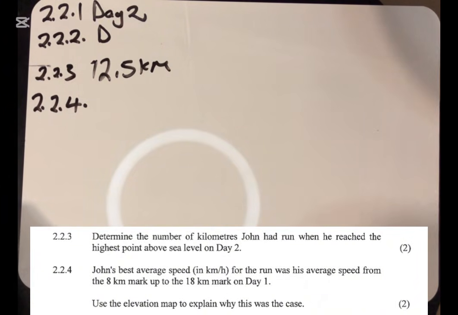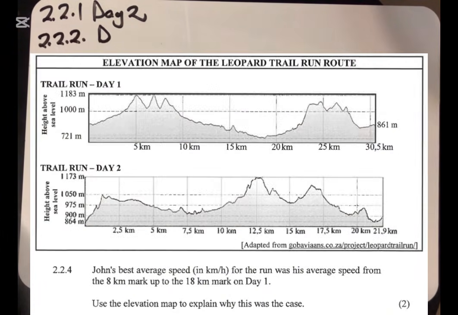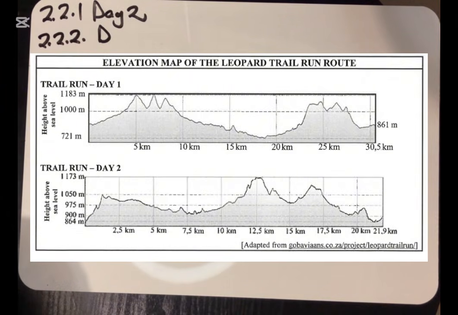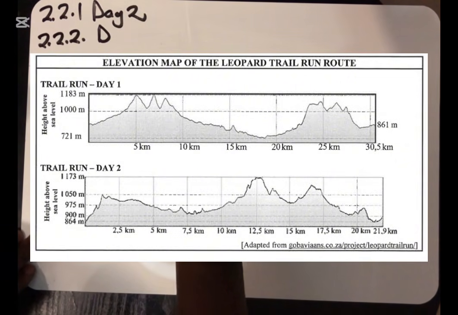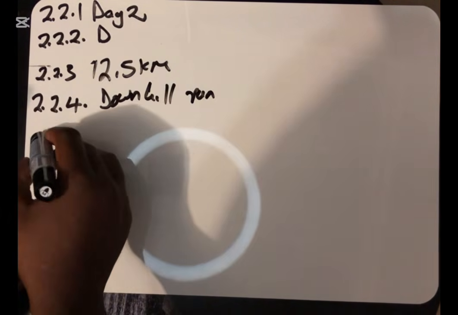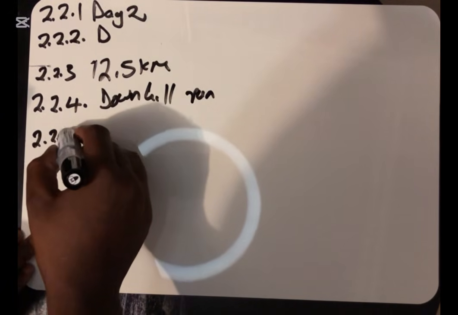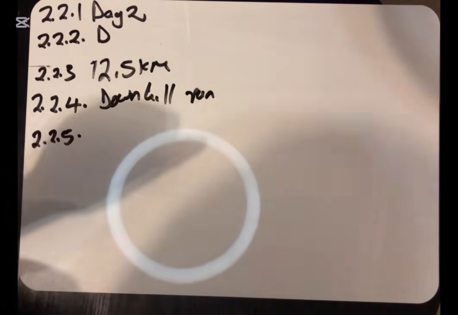So if you look at the 18 kilometers mark on day 1, you can see that it was a downhill movement. That's the reason. It was a downhill run. That's why it was easy for him to run faster or to maintain that average speed.